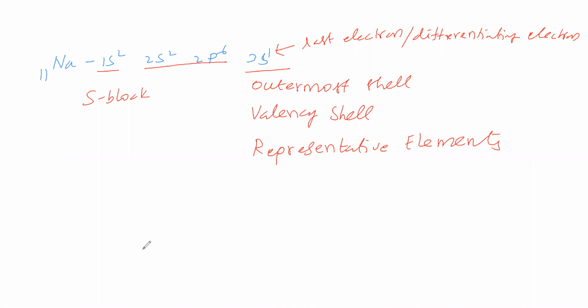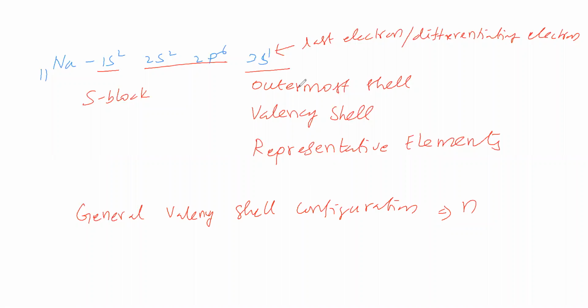So, sodium is a representative element and an S block element. Now, for each group, we will say the general valence shell configuration. How to write it: the outermost shell principal quantum number we write as n. In the outermost shell, whatever subshells are there, we mention them, and whatever electrons are there, we mention those also.